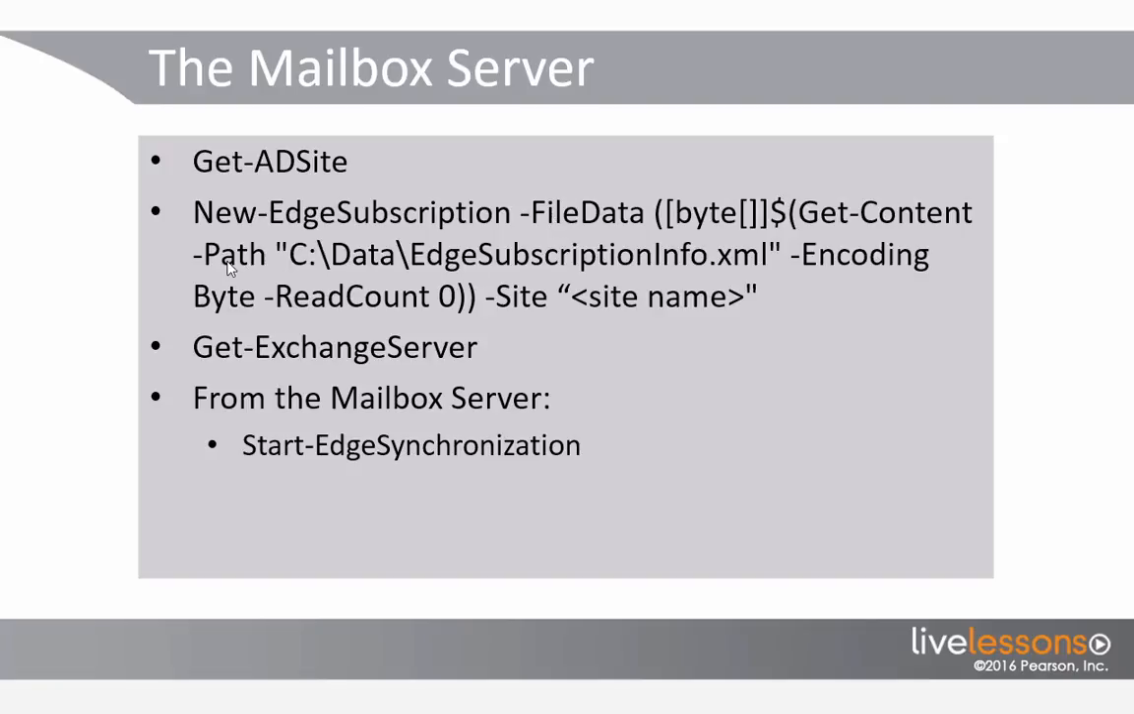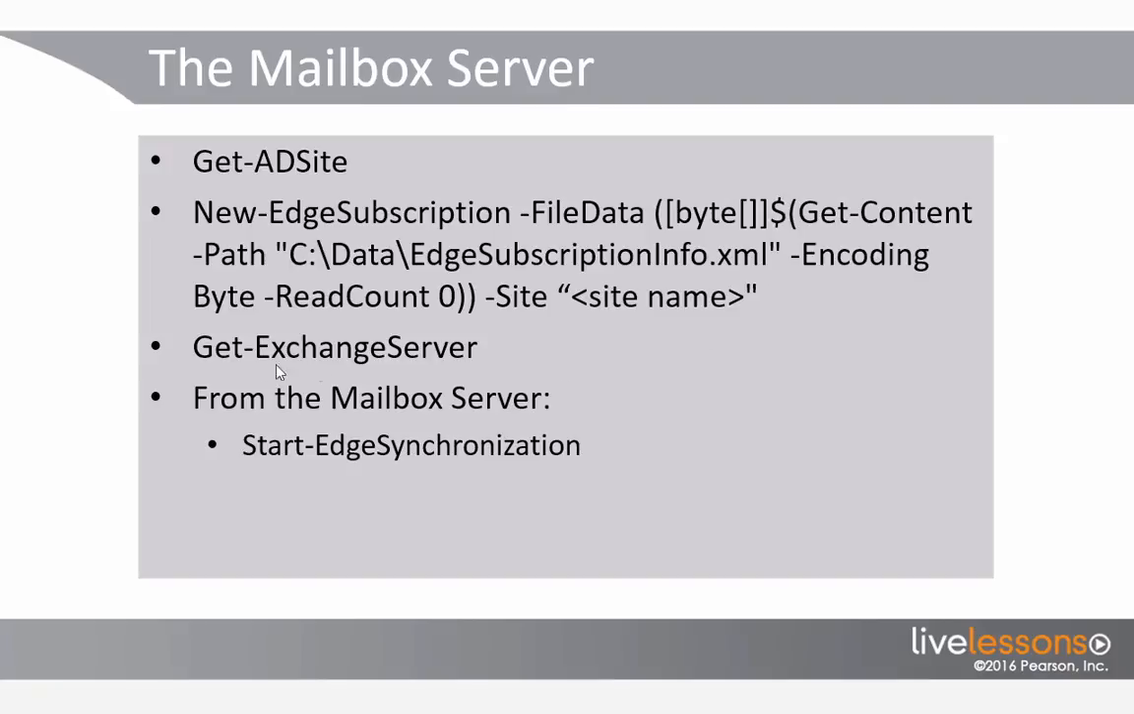The first one is -path, and then you can see that I'm using c:/data/edge subscription info.xml. So this is the same file that I created on the Edge server, but I moved that file over to my Mailbox server. Now the other switch that I wanted to point out is the site switch right here. And you'll notice that the site switch is followed by the site name. The site name is what we get by running the get-ADSite commandlet. So when I run this command, this is going to create the Edge subscription.